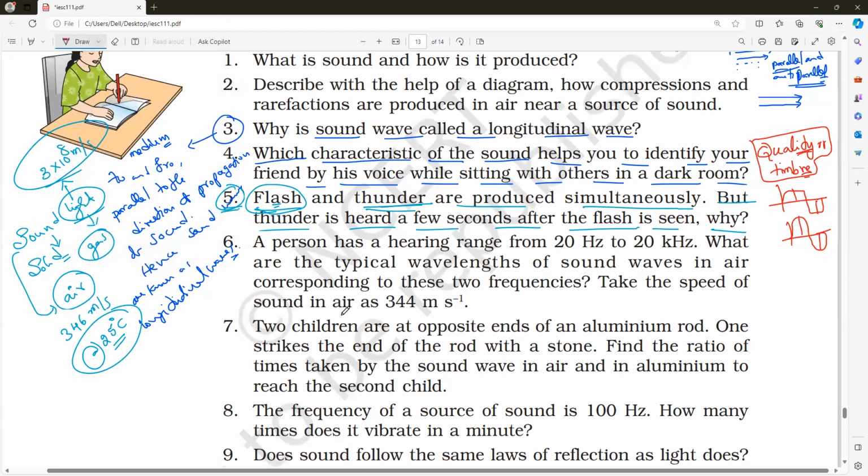Clear, everybody, till here? Once again, read the answer, everybody. Any doubt, ask me, or else we'll proceed. Even though both are produced at the same time.